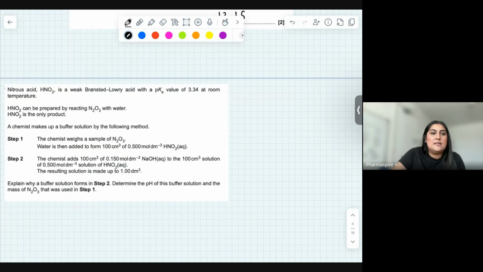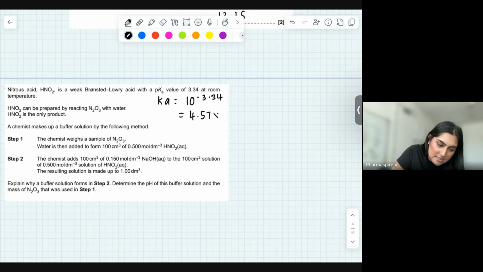So we've got nitrous acid, HNO2, is a weak Bronsted-Lowry acid with a pKa value of 3.34 at room temperature. I like to do things as I'm reading them because that's just the easiest way for me. I know the pKa value, so I'm just going to turn it into a Ka off the bat because I think that's easier for me. So you do 10 to the power minus 3.34, and you should get 4.57 times 10 to the power minus 4 for your Ka. That's done.